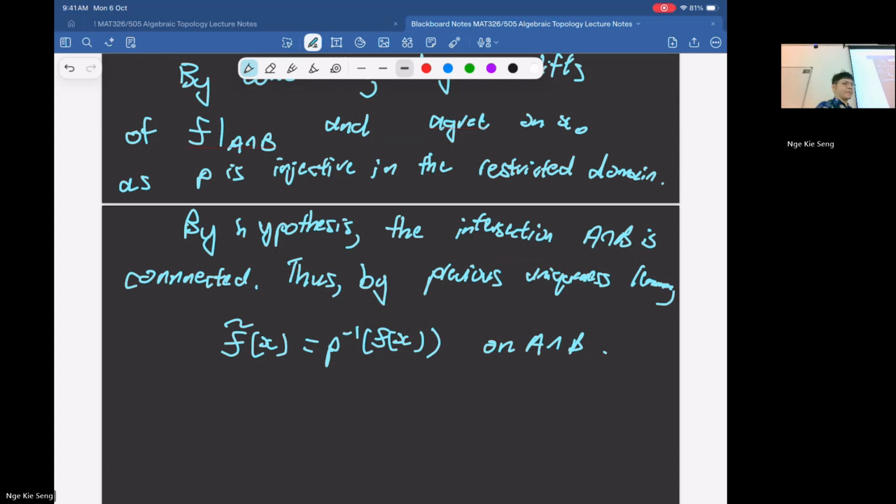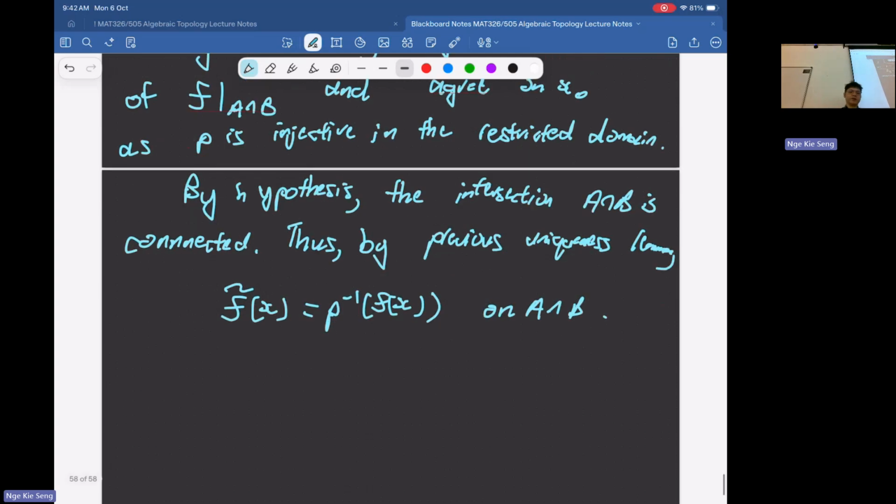Now, the important point here is P is injective in that region. So f tilde goes where? P inverse f(x) also has to go to the same place. They're in that restricted region. Next, note that since A and B are closed, we can use the gluing lemma to say that this whole thing is continuous. So lastly, f tilde is continuous by the gluing lemma.